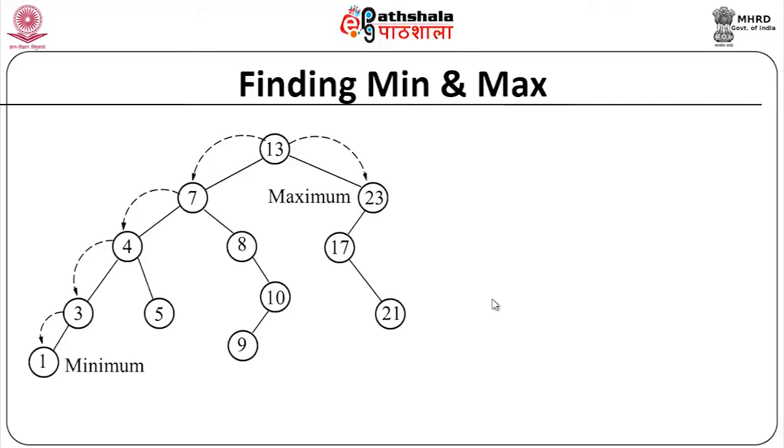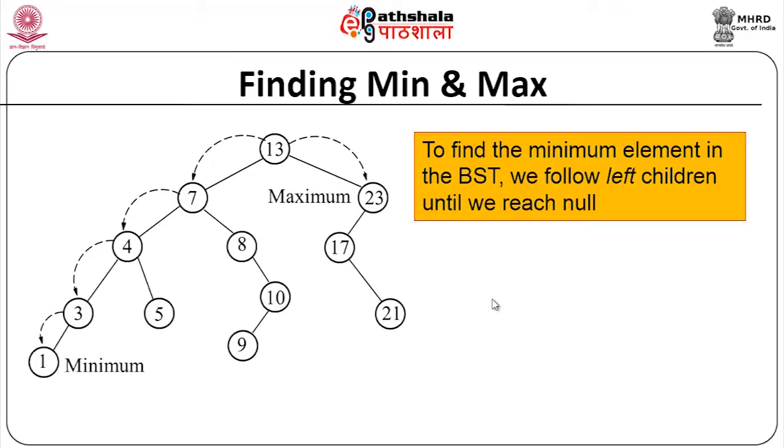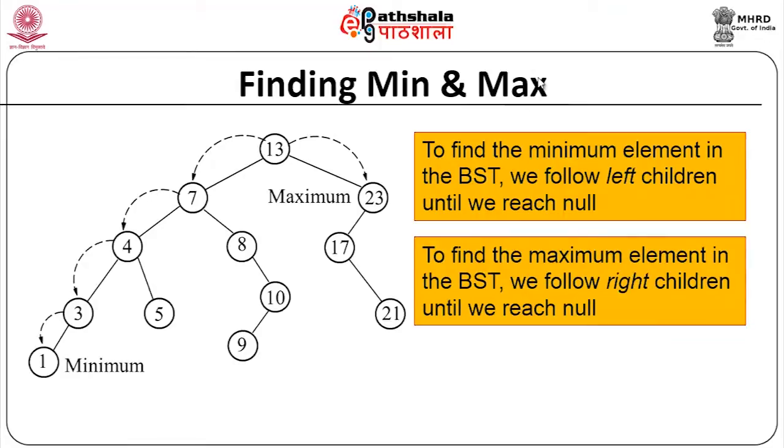So, now let us look at finding the minimum and maximum in a tree. This is the tree. Let us assume we want to find the minimum element in this binary search tree, and we follow the left children until we reach the end. Always start from the root node. So, we start with 13, and we want to find the minimum node. So, we go to the left subtree.